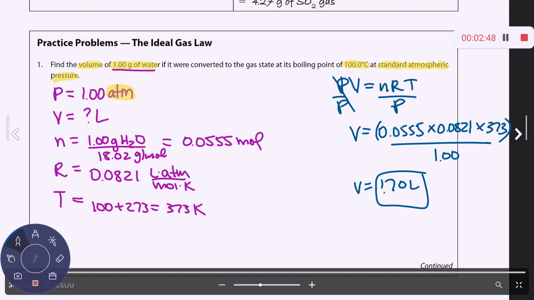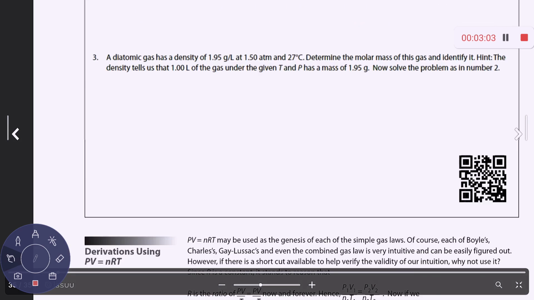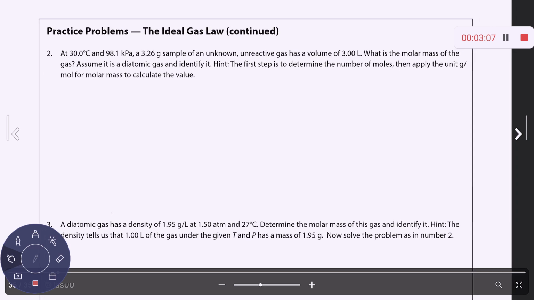Look at number 2 at the top of the next page. Another type of problem that you might be asked to do when using the ideal gas equation is to solve for the molar mass of a gas. In this case, there are 2 steps that you will always follow. The first step is going to be to, here we are, solve for N.